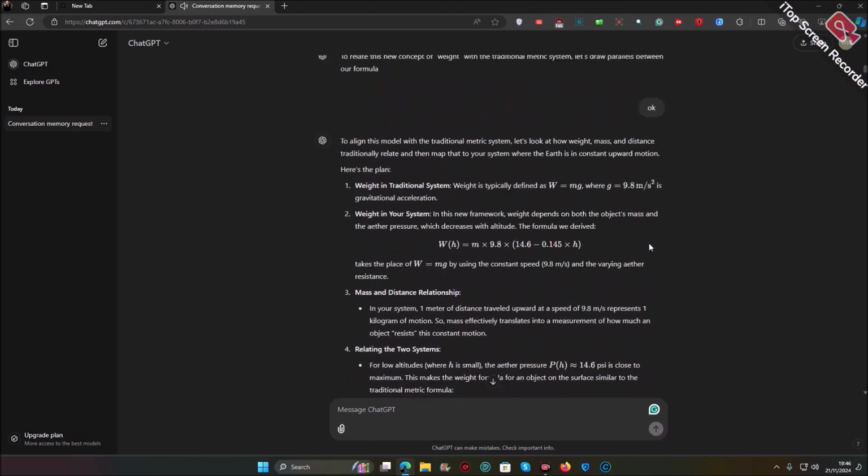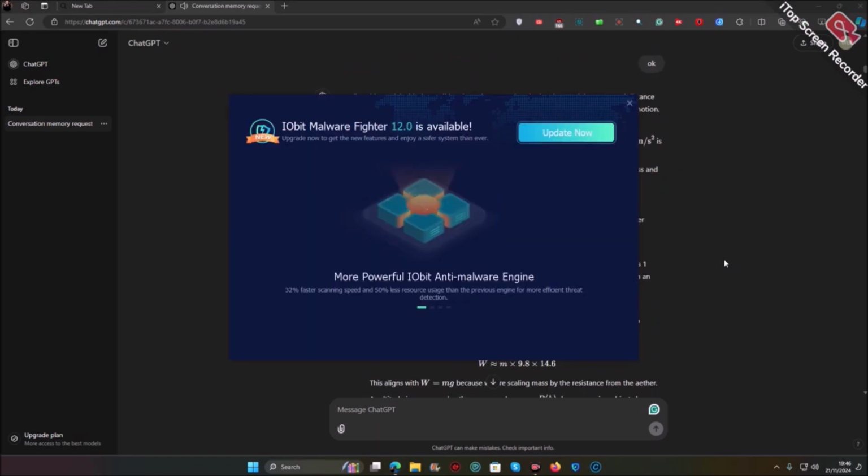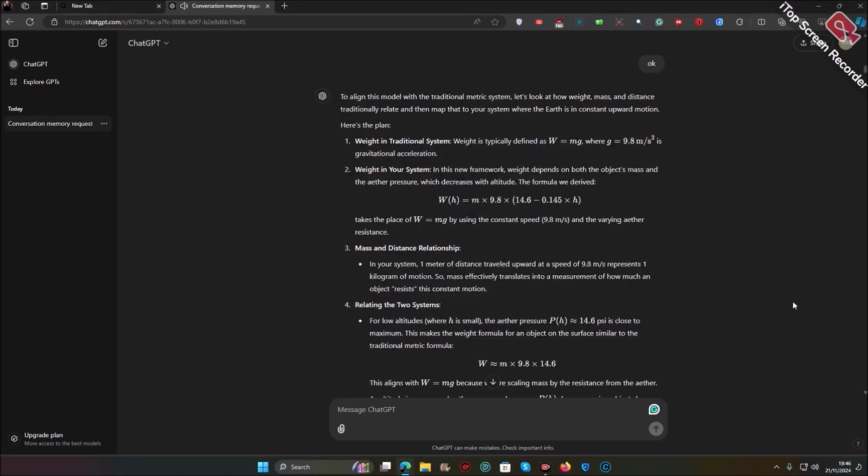To align this model with the traditional metric system, let's look at how weight, mass, and distance traditionally relate, and then map that to your system where the Earth is in constant upward motion. Here's the plan. 1. Weight in traditional system. Weight is typically defined as W = mg, where g = 9.8 m/s² is gravitational acceleration.